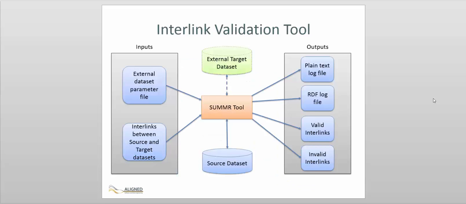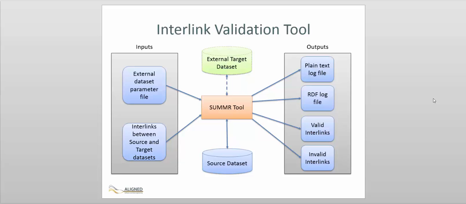So for a quick overview of the tool, it takes in 2 inputs and produces 4 outputs. The external dataset parameter file is where details about the external datasets are specified, such as the external dataset's name and how that dataset will be accessed, whether it be through a dump file or a federated SPARQL query. The other input then is the set of interlinks that are to be actually validated.